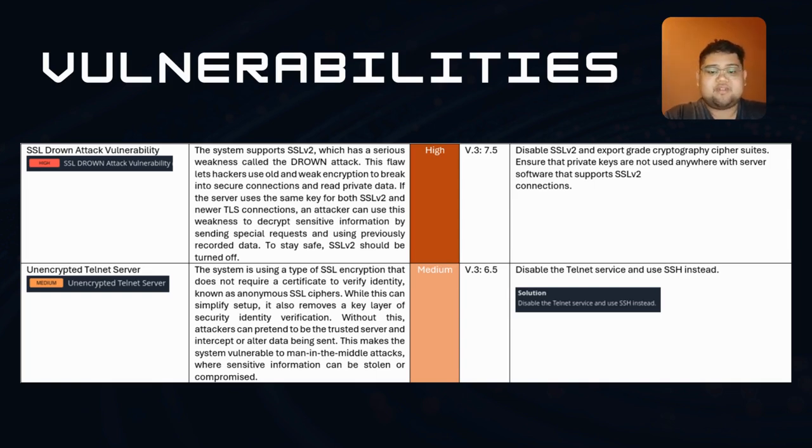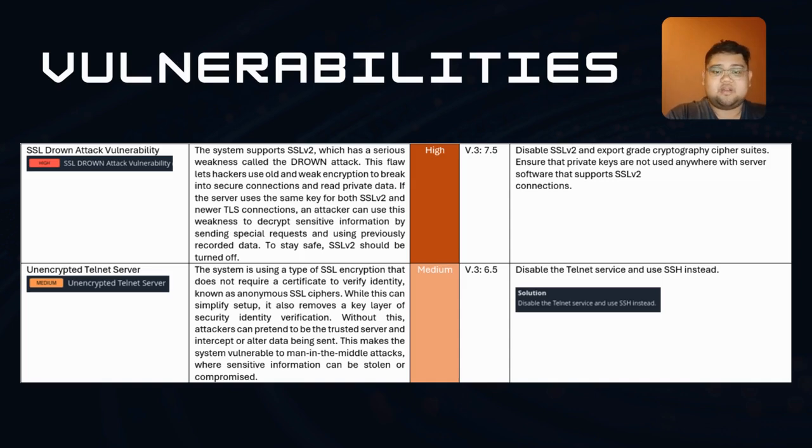And the last vulnerability that we scanned is the unencrypted Telnet server, where the system is using a type of SSL encryption that does not require a certificate to verify identity, known as an anonymous SSL cipher. While this can simplify setup, it also removes a key layer of security, authentication verification. Without this, an attacker can pretend to be a trusted server and intercept or alter data being sent. This makes the system vulnerable to the man-in-the-middle attack, where sensitive information can be stolen or compromised.